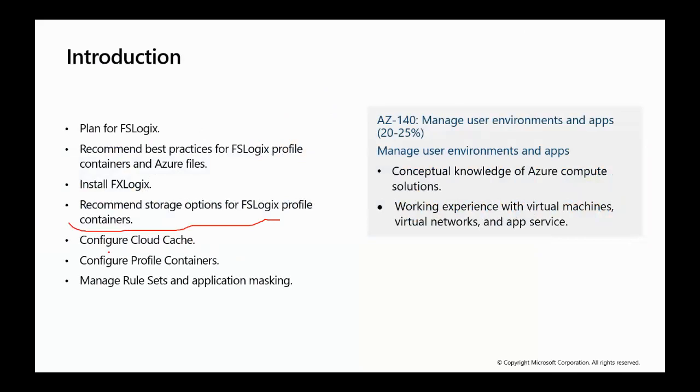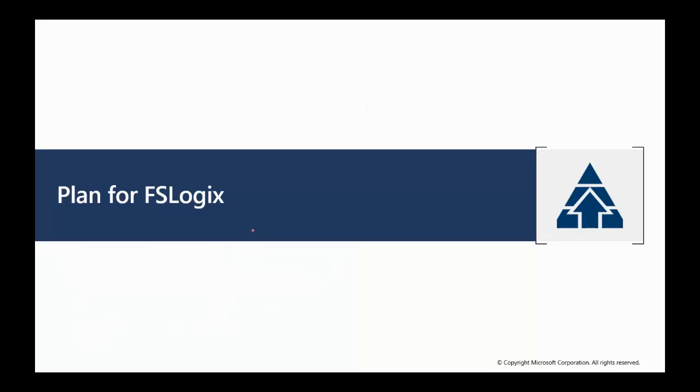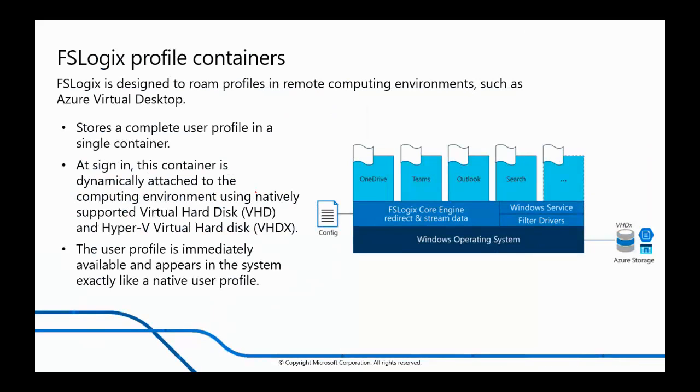And today we will see how to configure the cloud cache and what the cloud cache is, and how we will configure the profile containers. We'll get into some tools and how to manage rule sets and application masking. Rule sets, what are they used for, and what is application masking used for? So, how to plan for FSLogix?